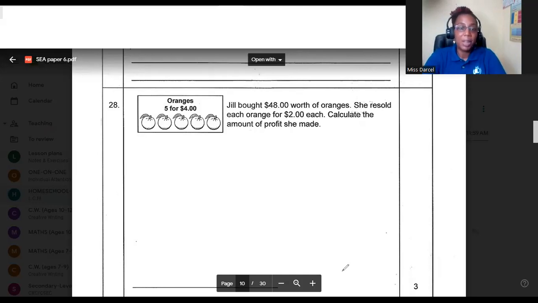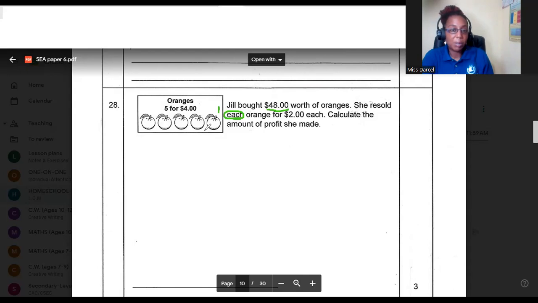All right. So Jill bought $48 worth of oranges. I always underline our keyword clues. She resold each orange. So each is a keyword clue that means one, for $2 each. Calculate the amount of profit she made. So we have oranges here, 5 for $4.